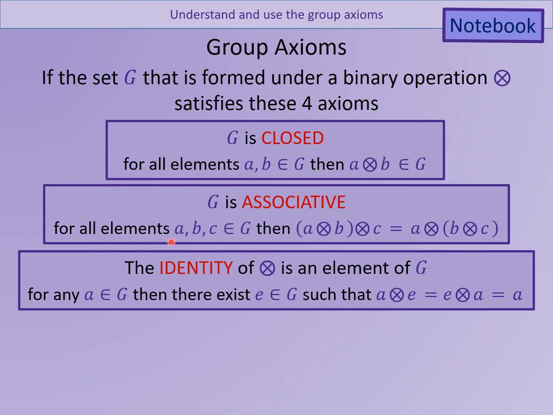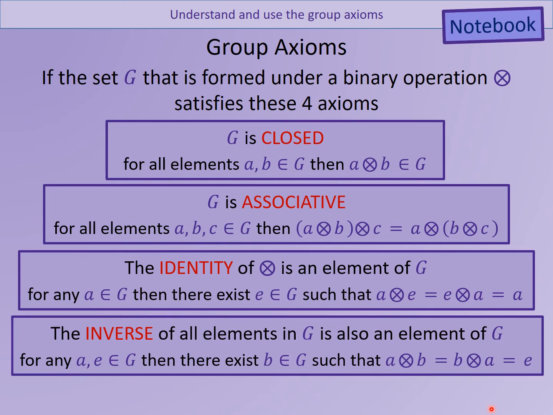So as long as it's got an identity within it. If it doesn't have an identity within the group, so if it is multiplication and the number 1 is the identity element, if 1's not in the group, then it doesn't satisfy that axiom.